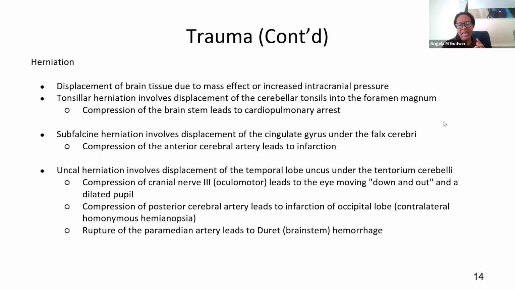A nurse notices a patient's pupil dilated with eyes rolling to the right. The nurse suspects cranial nerve 3 involvement. The nurse would expect to see what kind of herniation involved? And the answer would be uncal herniation. Or maybe in the stem, I'll put notices displacement of temporal lobe.